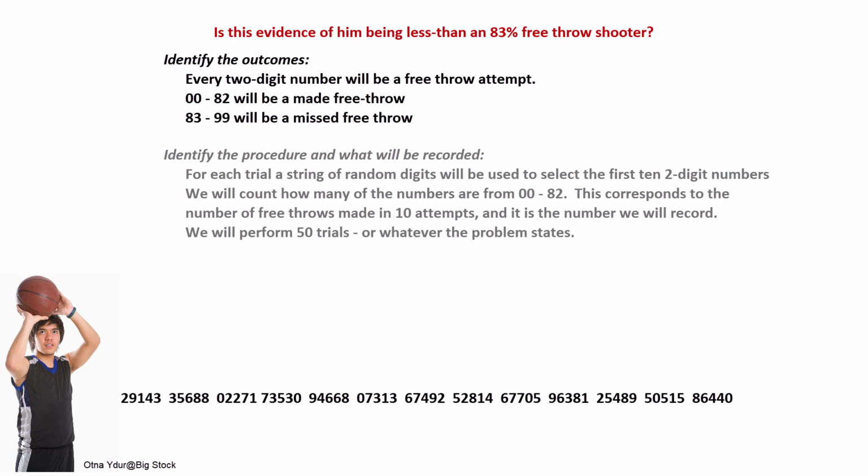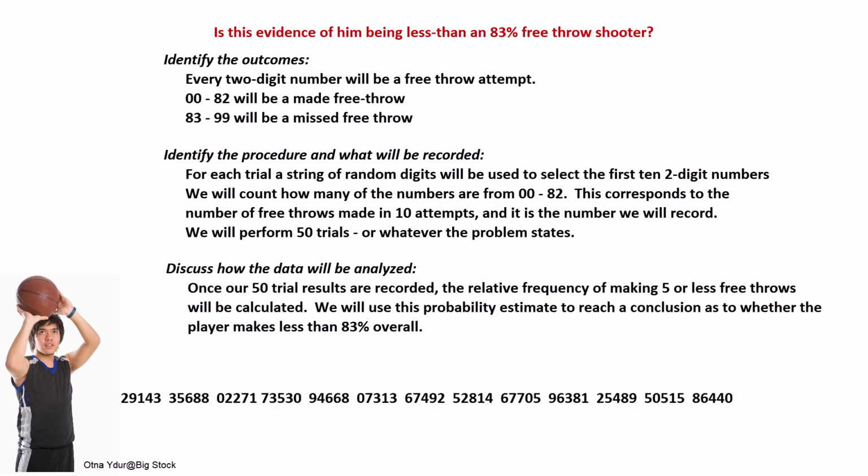Then we'll need to identify the procedure and what we're going to end up recording. For each trial, a string of random digits will be used to select the first 10 two-digit numbers. We will count how many of the numbers are from 00 through 82. This corresponds to the number of free throws made in 10 attempts, and it will be the number we record. We will perform 50 trials, or whatever the problem suggests.